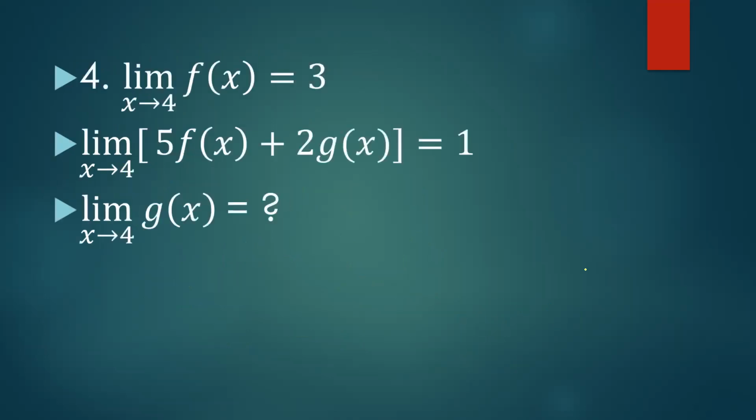Now what about number 4? You can just pause our video if you want to have more time answering. The limit of f of x equals 3. The limit of 5 times f of x plus 2g of x equals 1 as x approaches 4. What about the limit of g of x as x approaches 4?